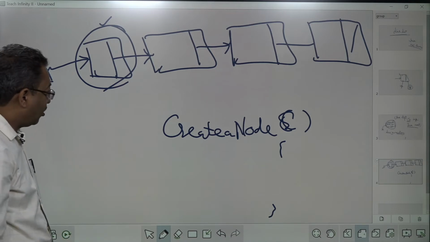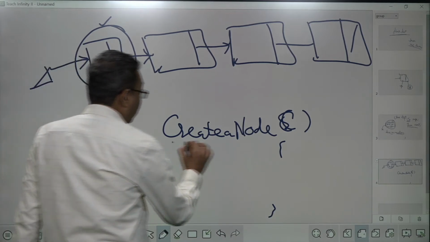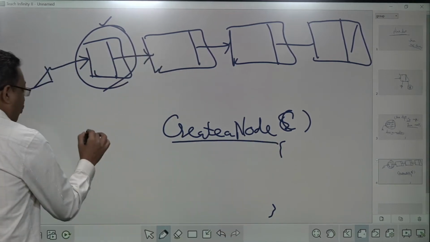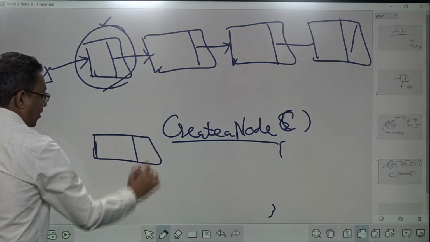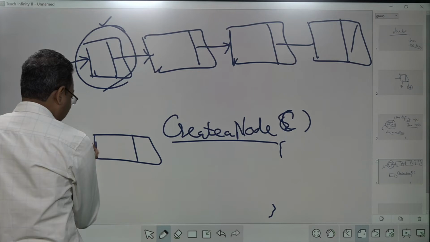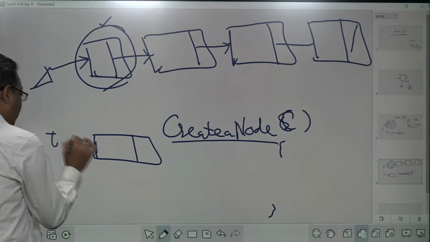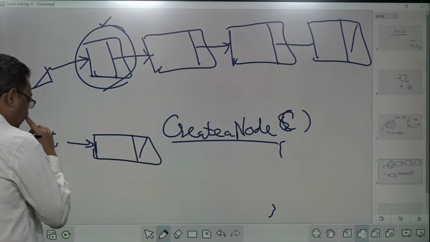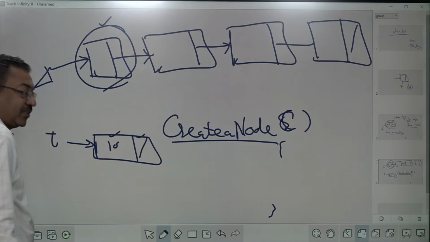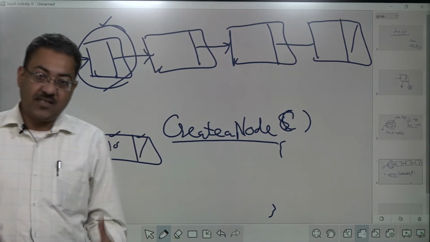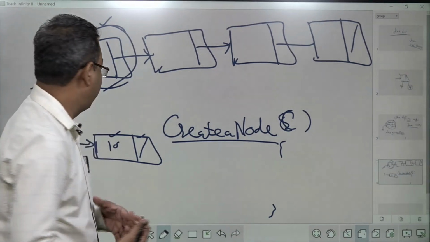So the very first job is to create a node. And what will be the job of create a node? Create a node will create a new node, of course. I will call that T, having some information part, and the next. Of course, that next is referring to null.